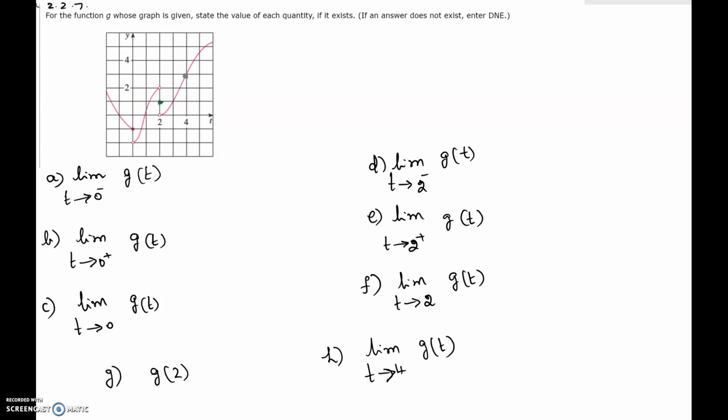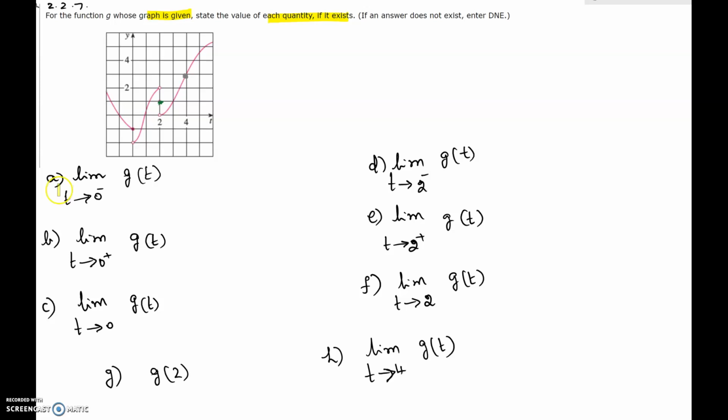Hi, in this video, I will be showing you problem number 7 of chapter 2, section 2. For the function g, whose graph is given, state the value of each quantity if it exists. If an answer does not exist, enter does not exist and say why. The graph is shown here.